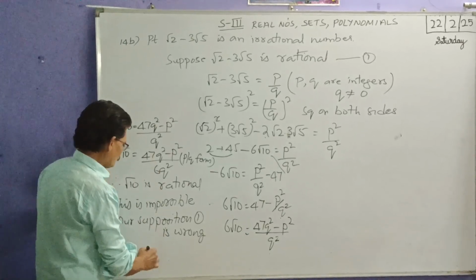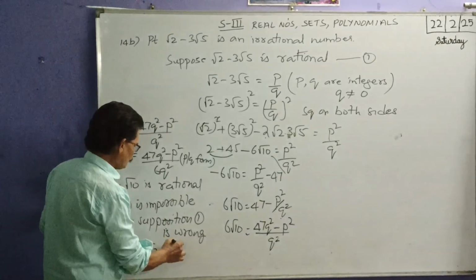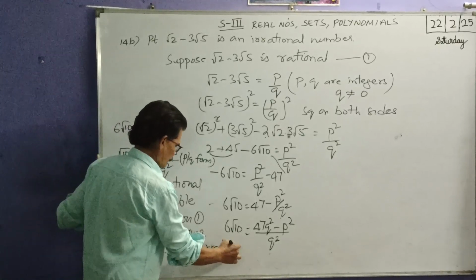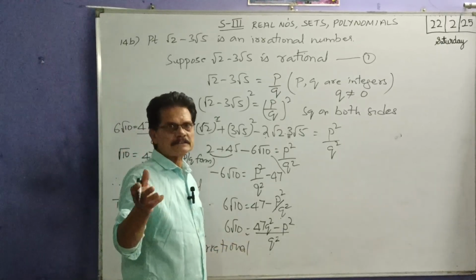Therefore, √2 minus 3√5 is irrational. Proved. It is proved.